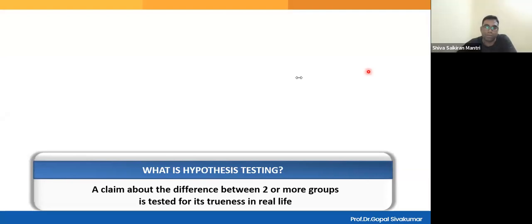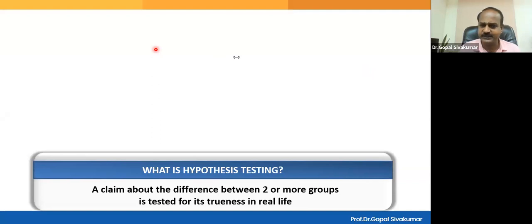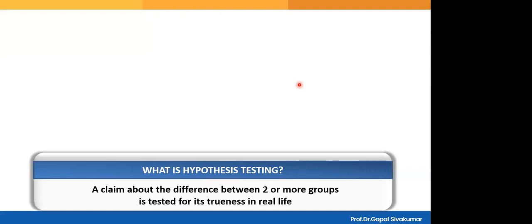All right. So for a claim about the difference between two groups or any number of groups, you can test it for its trueness. Is there a real difference? That procedure is known as hypothesis testing. It is a statistical procedure where we conduct an experiment, generate data, and then with the data in hand, we try to measure the uncertainty in our decision. Uncertainty is nothing but standard deviation, the error in believing the average.